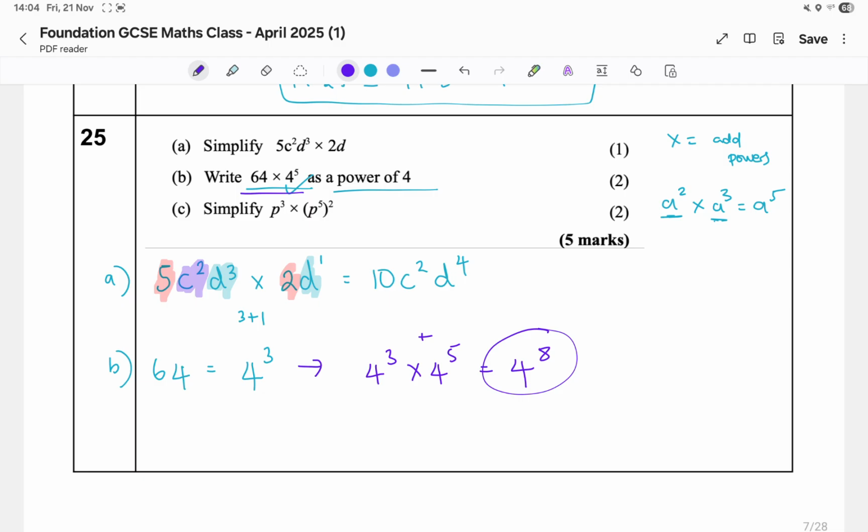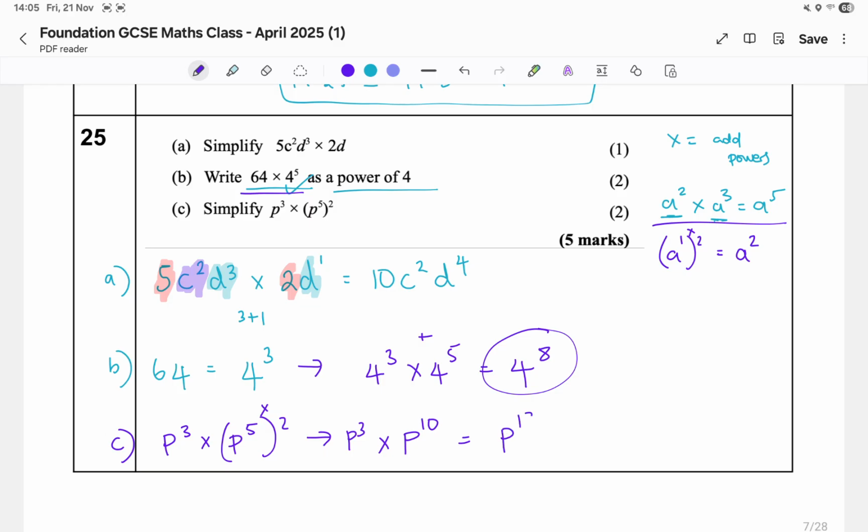C, simplify p cubed times p to the power of 5 squared. When you have powers in brackets, the rule is you times them. So for example, a to the power of 1, all to the power of 2, is going to be a to the power of 1 times 2, which is 2. So powers on the outside of brackets, you times them. So that's going to become p to the power of 3 times p to the power of 5 times 2, which is p to the power of 10. And now I can just use this rule here, if it's times you add the powers, that's going to become p to the power of 13.